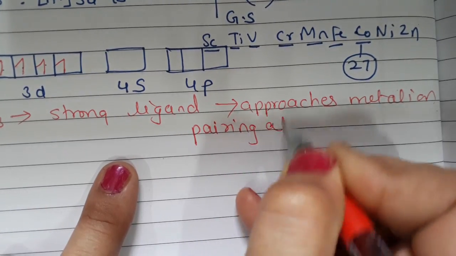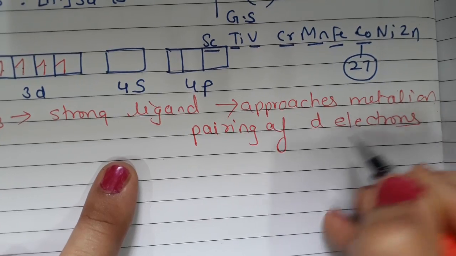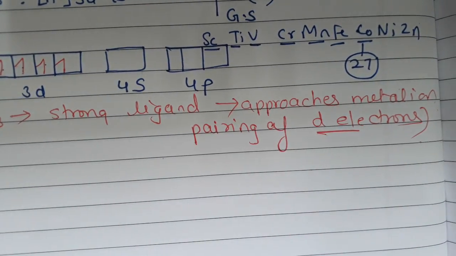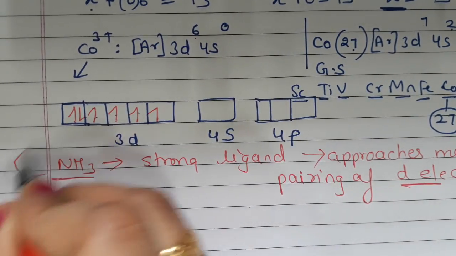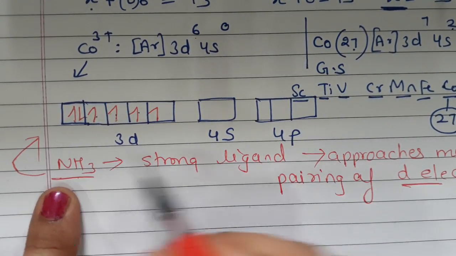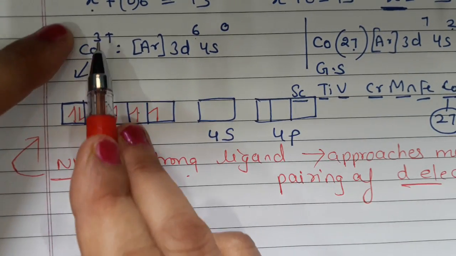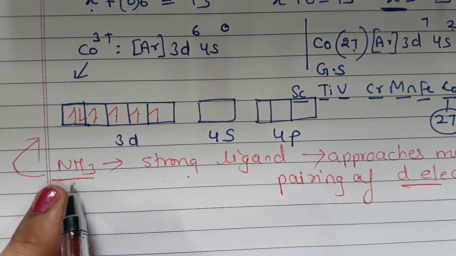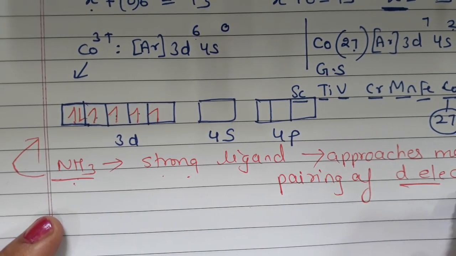Pairing of d electrons. Fine, there will be pairing of d electrons. I will explain to you what is the meaning of this. So ammonia has approached cobalt. Now ammonia is a strong ligand. Because ammonia has come near cobalt 3 plus, what will happen? Pairing of electrons will take place in the d electrons.